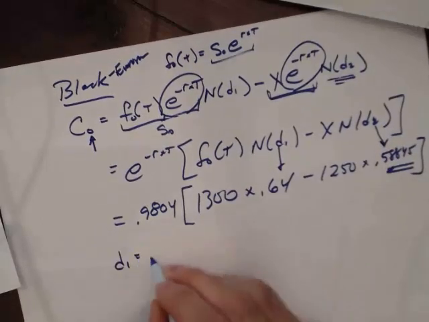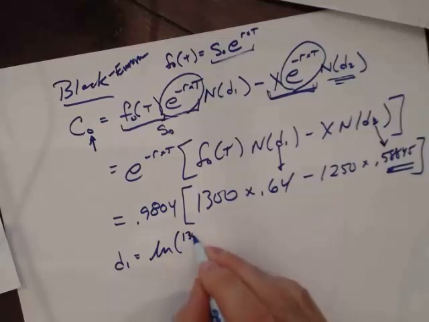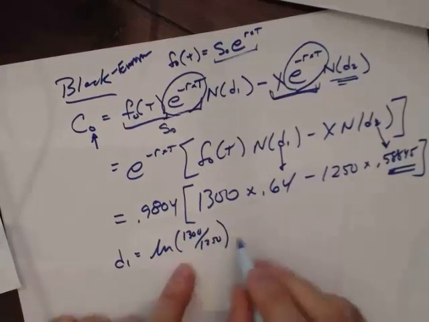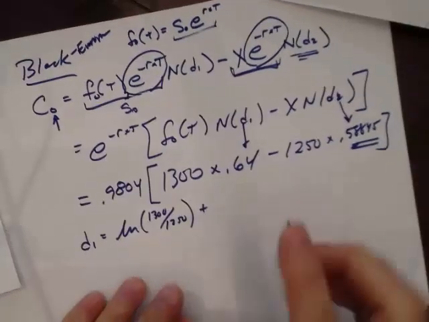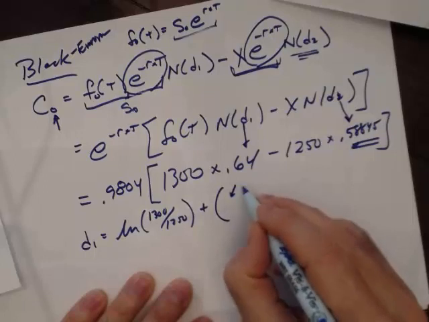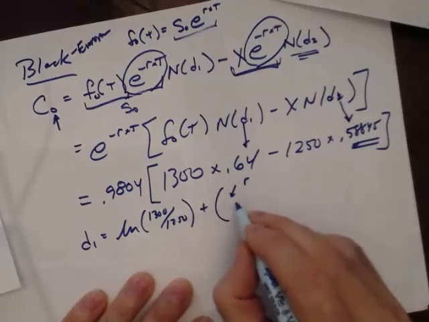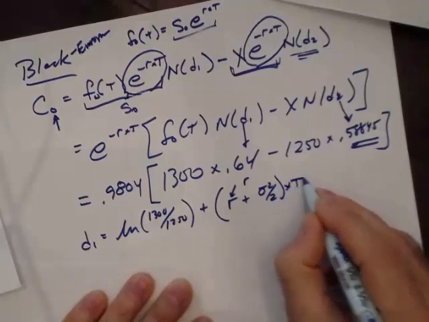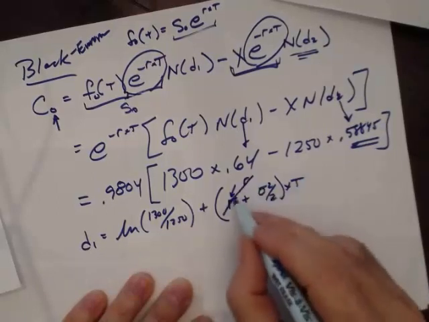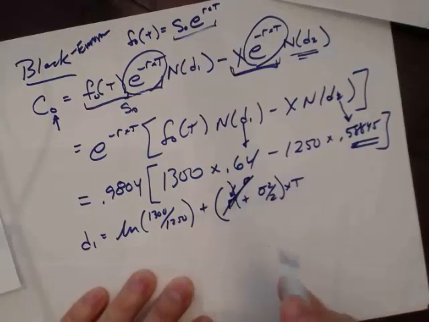So d1 is the log of the futures divided by the strike. Same math that we saw so far with the regular Black-Scholes-Merton model. And normally we have an R here. Remember we used to have R plus sigma squared over 2 times T here. The R is gone because of the opportunity cost of money.